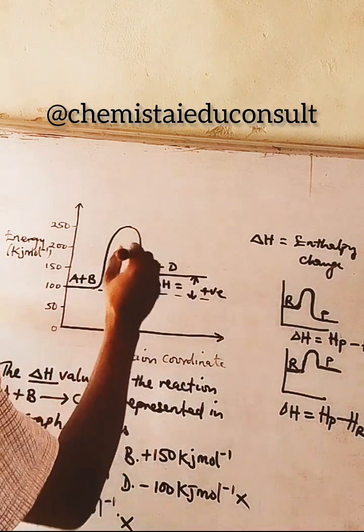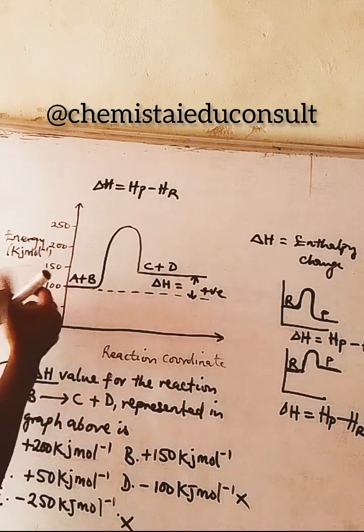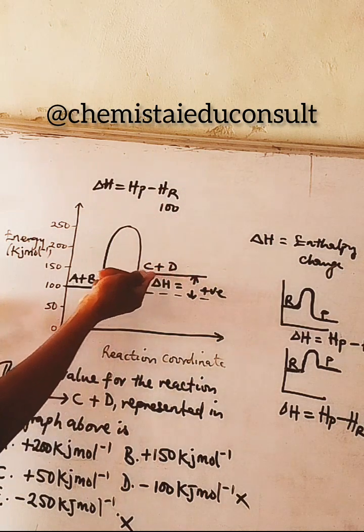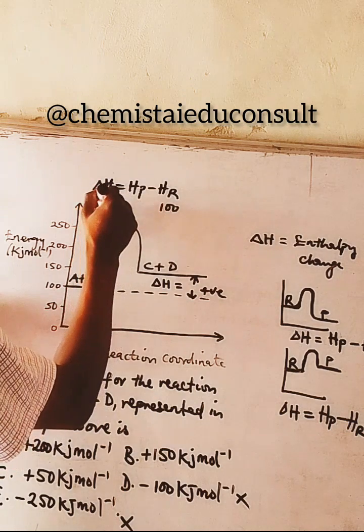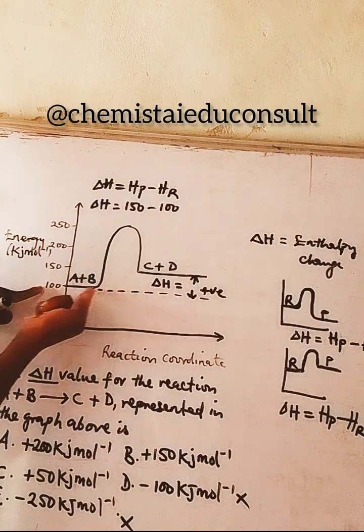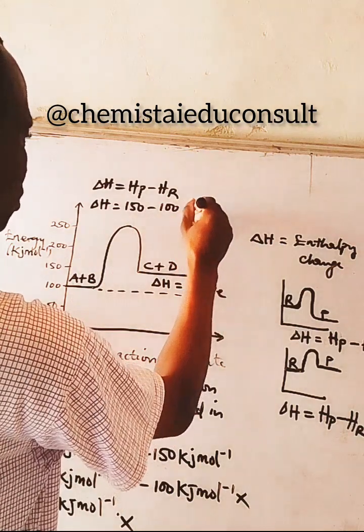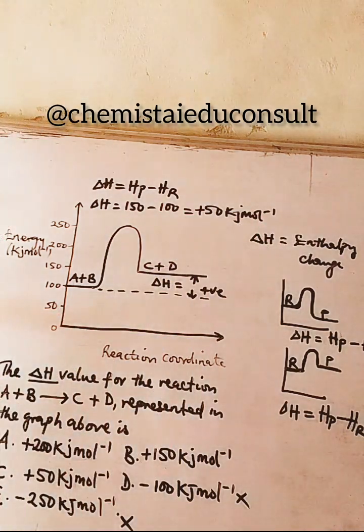Now, the formula is actually heat change equals heat of the product minus heat of the reactant. The heat of the reactant is 100 here. Heat of the product, if you trace it to the energy axis, you see that it is 150. So, heat change or enthalpy change is 150 minus 100. 150 for the product, 100 for the reactant. If you do your subtraction, you will get 50. And that 50 will be plus 50 kilojoules per mole. And if you check the option, the answer is C.